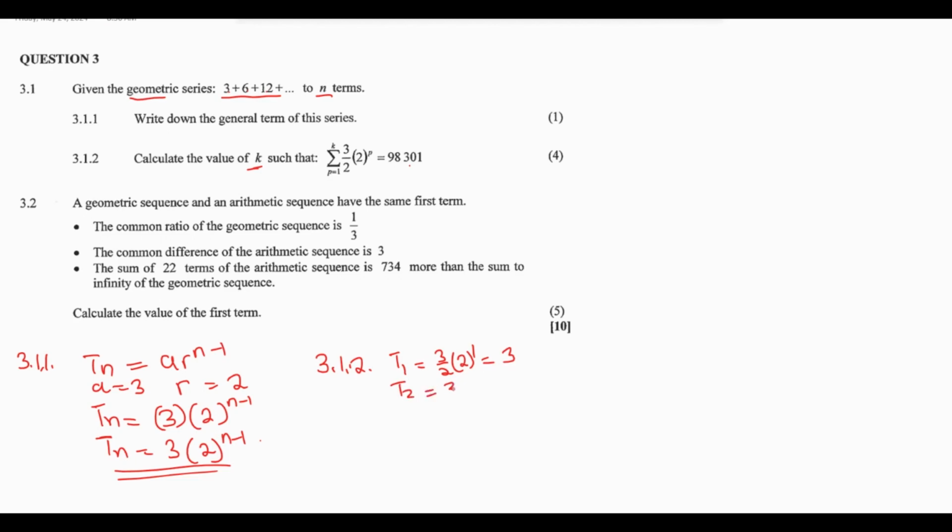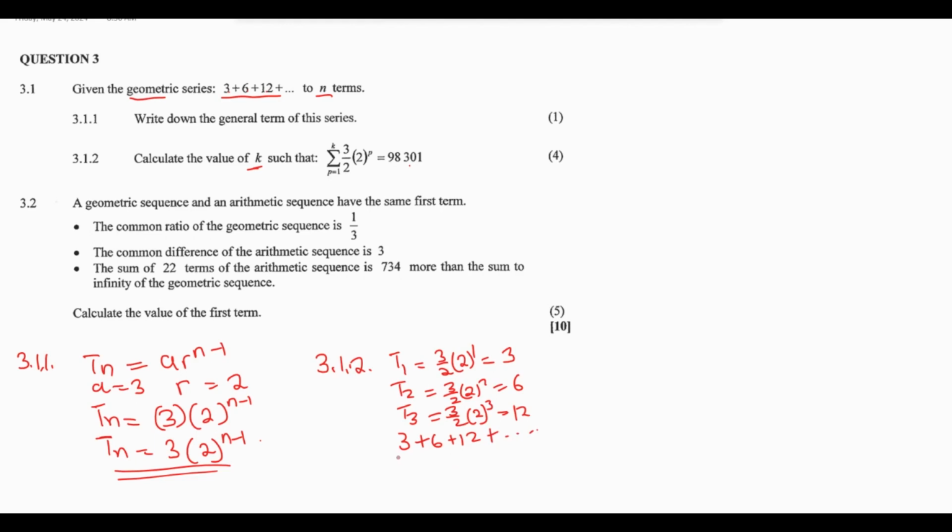T2, which is 3 over 2, then 2 to the power 2, then this will give us 6. Then T3 is equal to 3 over 2, 2 to the power 3, and then 2 cubed, that is 8, 8 divided by 2, that is 4, 4 times 3, that is 12. So it means our series is actually 3 plus 6 plus 12. It goes on like that, right?